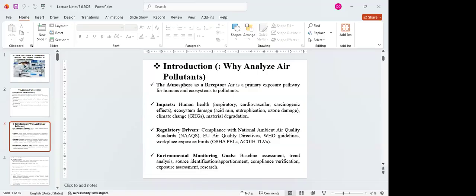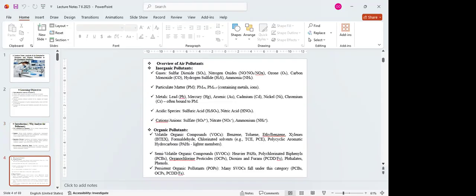Then, in all of that, we have our environmental monitoring goals, which include our baseline assessment. We look at the trend analysis. We also look at source identification and apportionment. We consider compliance verification, and we have our exposure assessment. Then we have our research. These are environmental processes that guide our moving forward.